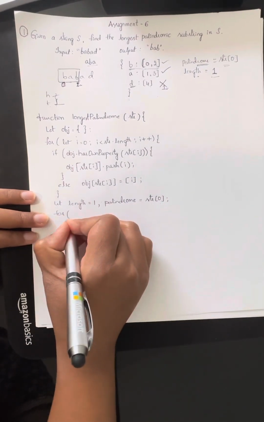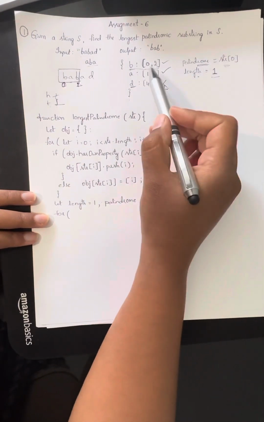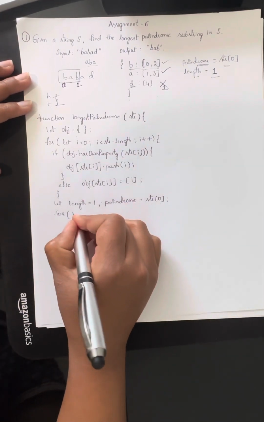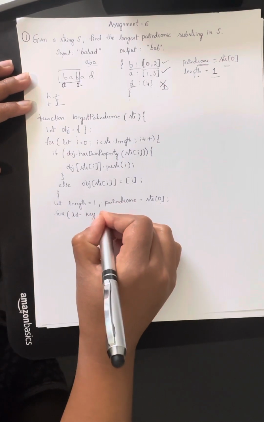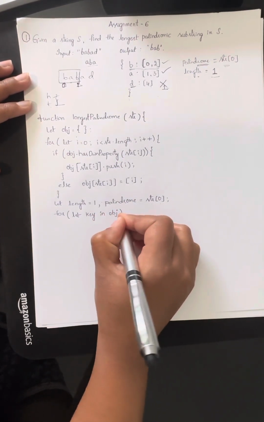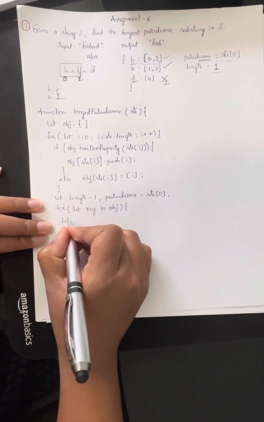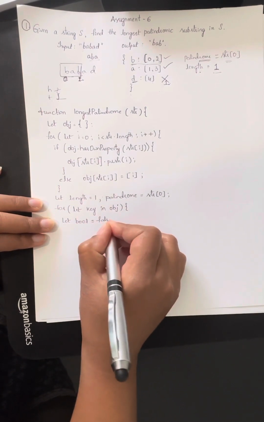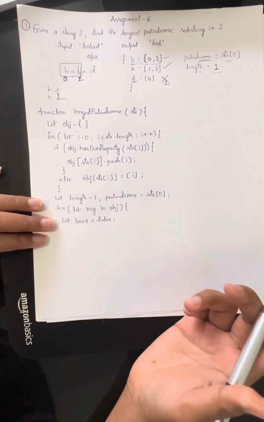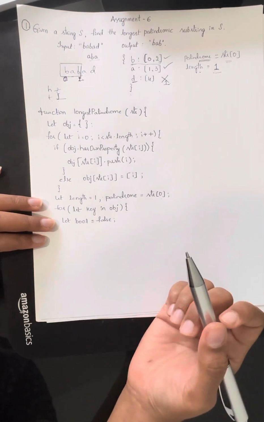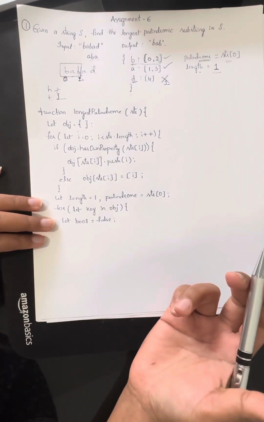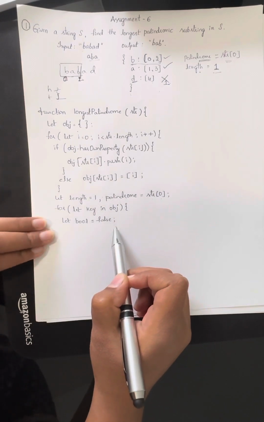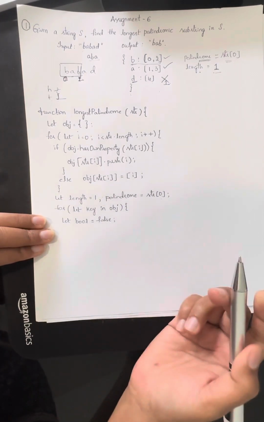Now I need to iterate through the object, and I will start checking for the palindromes. So for let key in object. Here I am declaring a variable called bool, and I am initializing it to false. I am using this just to stop this for loop whenever I get the palindrome, which is true. So I am setting this bool to false. Whenever it is true, then I'll just stop the for loop.